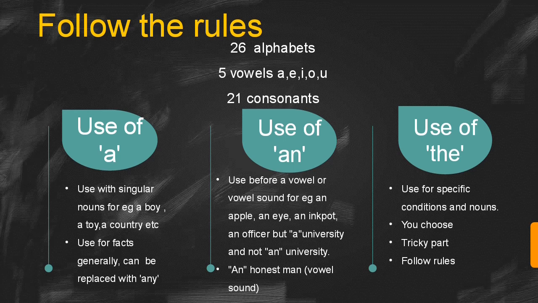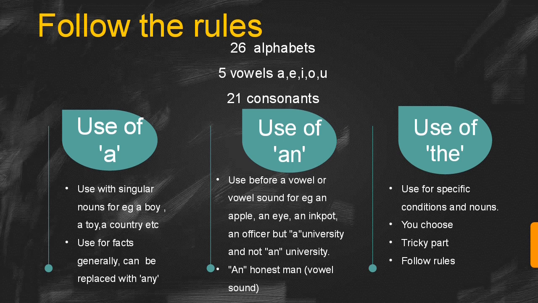So, the next article we have is the article an. It is used with vowels or vowel sounds of the countable nouns. If the word starts with the letter A, like apple, we will say an apple. Or if the word starts with the letter E, like eye, we will say an eye. Similarly, there are other words such as an ice cream, an igloo, an egg pot, an orange, or an umbrella.